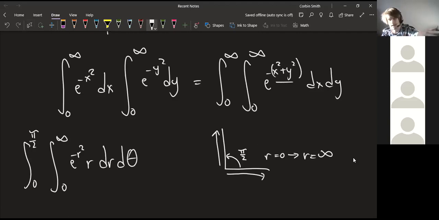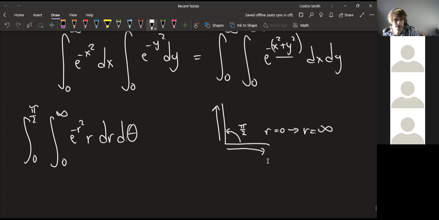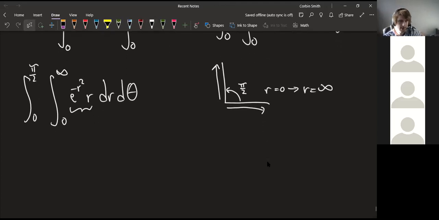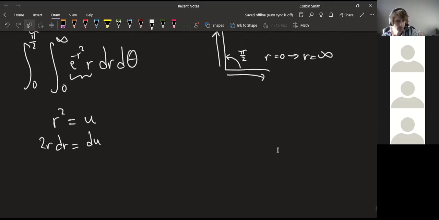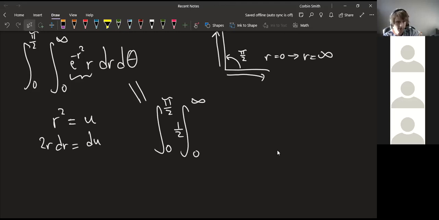And the whole reason why this is beneficial to us, why we would want to do it this way, is because now we can do a u substitution. If we say that r squared is equal to u, then 2r dr is equal to du. And so we get a new integral, 0 to pi over 2, integral 0 to infinity, and then we have a 1/2 e to the u du d theta.